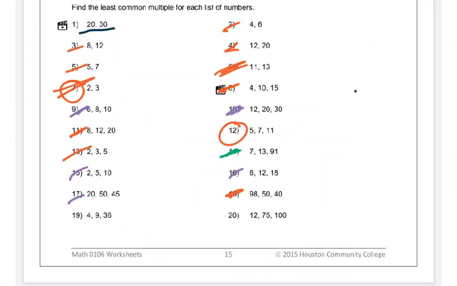Okay, 2 more. And this one I can actually do right here. 4, 9, and 36, because 4 and 9 both go into 36, the LCM is 36. Easy enough. Number 20, 12, 75, and 100.